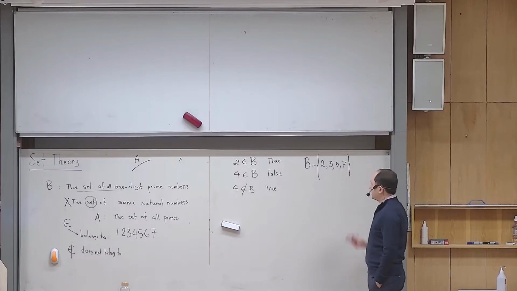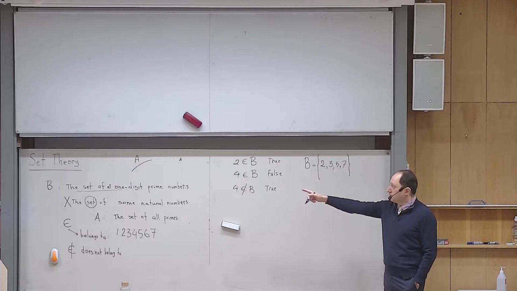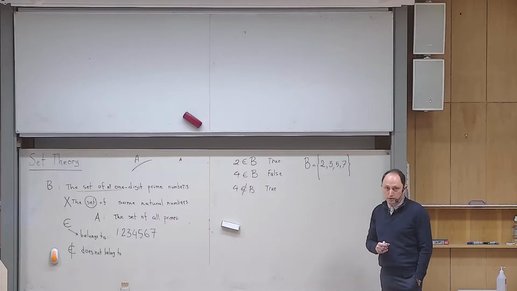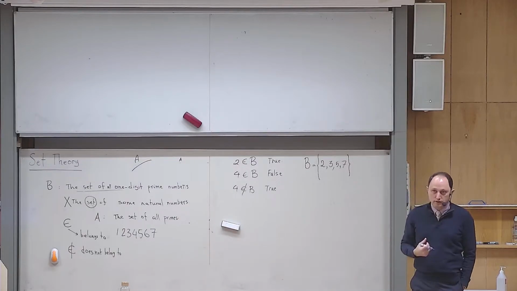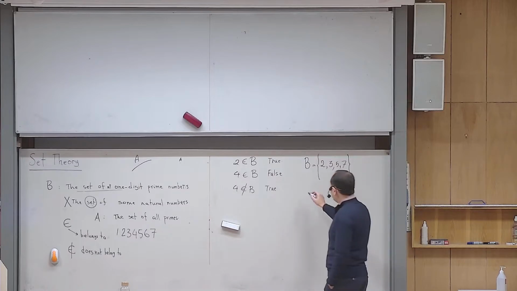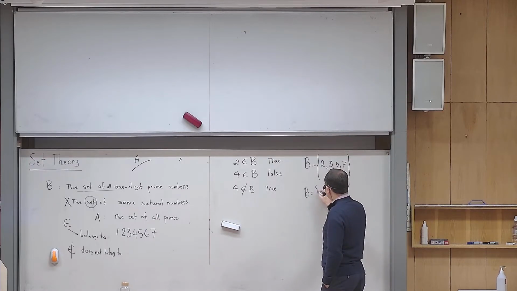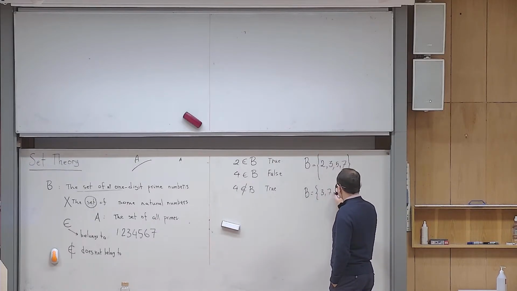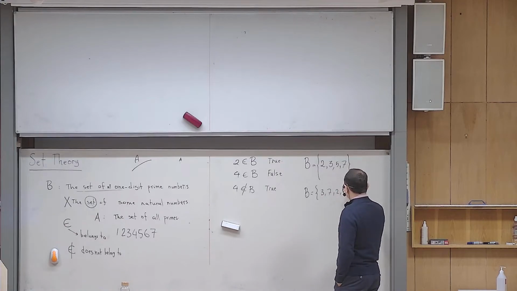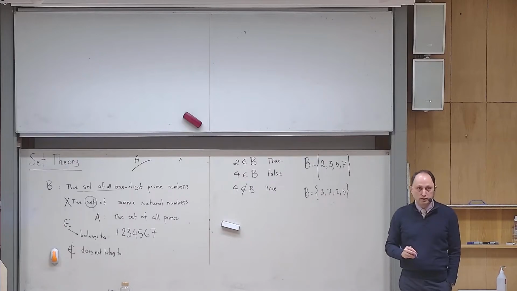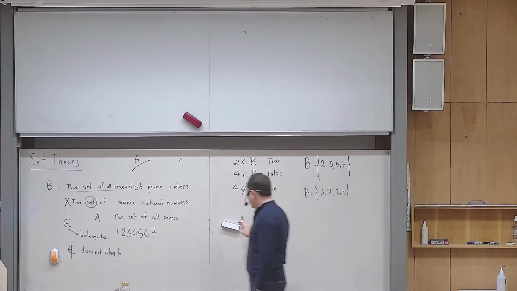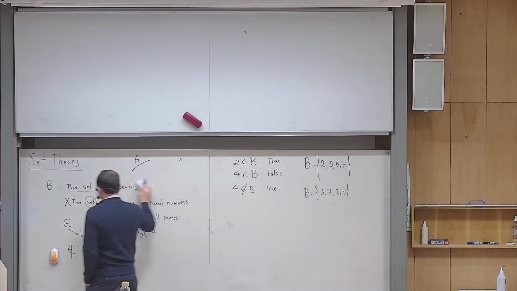So this is the set of all one-digit prime numbers. But remember, order doesn't matter when you write a set. For example, if you choose to write B in this form, 3, 7, 2, 5, this is exactly acceptable. So the notion of order is not obligatory for a set.